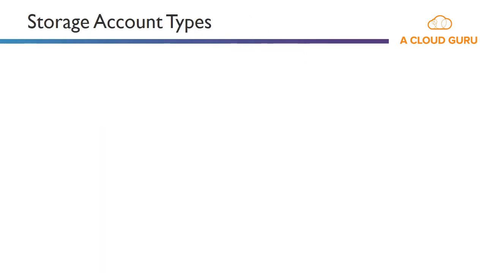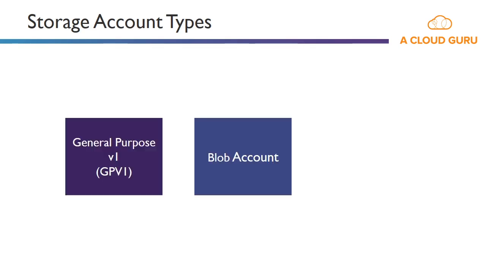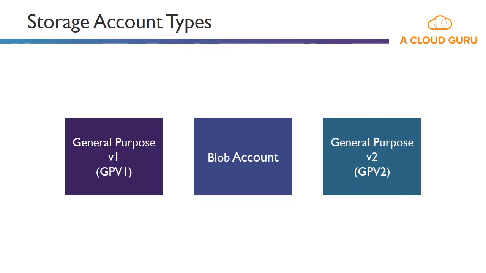Now, if we look at the storage account types, we have three major types. We have GPV version 1, blob accounts, and GPV version 2. Now, GPV version 2 is the main choice you will use when you create storage accounts in Azure now, because it allows us to do page blobs, block blobs, so we can do all of our images, videos. We can also store VM disks in there as well. We can mix everything in a GPV2 account.